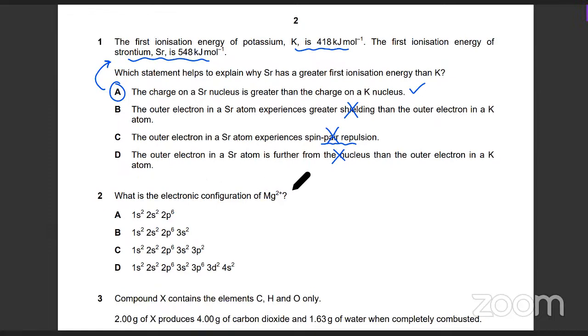So what is the electronic configuration of Mg2+? Usually it has 12 electrons. 2+ means that it's got 10 electrons. So that's 1s2, 2s2, 2p6, and that's it. The 3s2 is gone. So it's going to be option A.